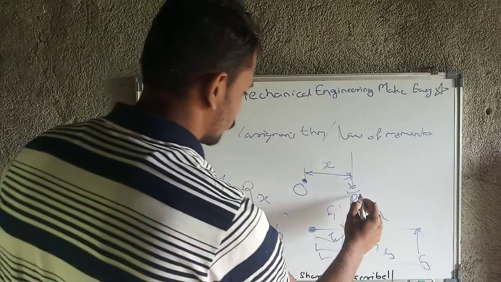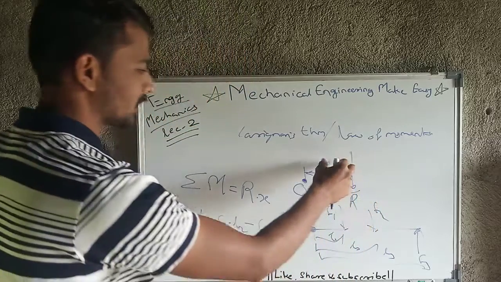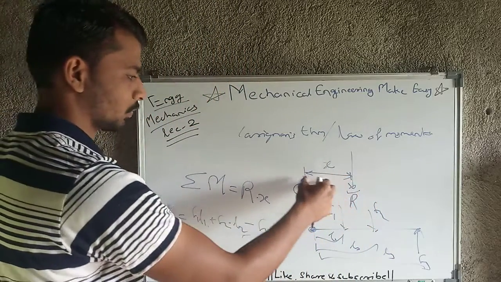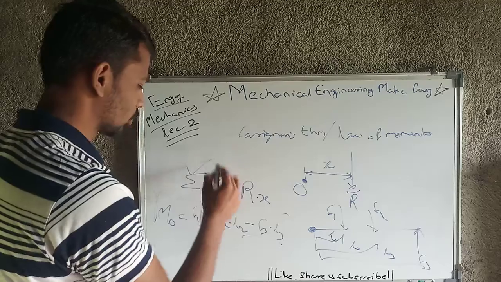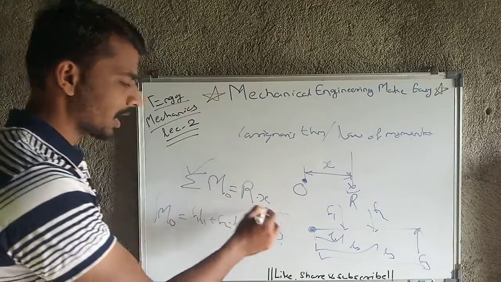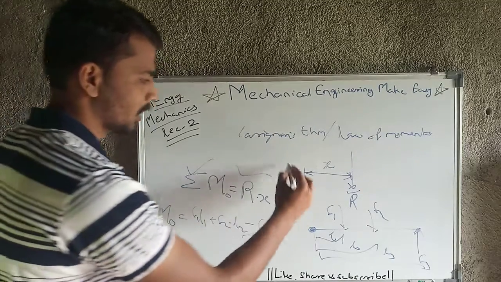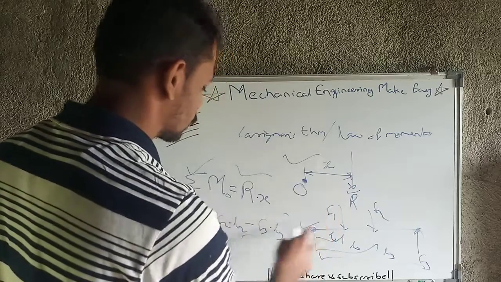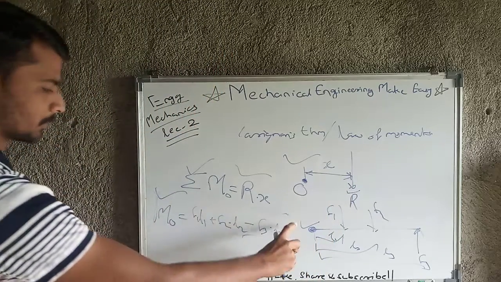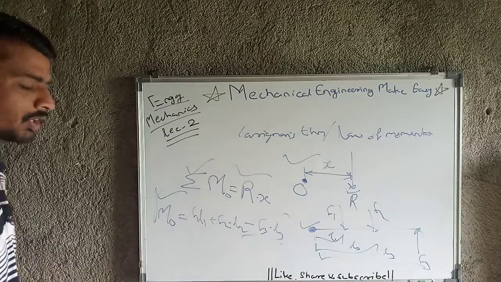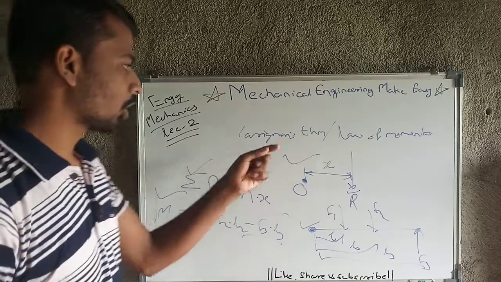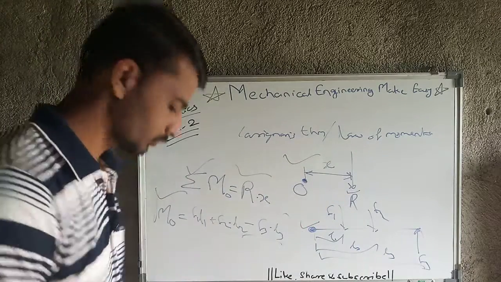But the moment at O will be like this, and we need to eliminate all these calculations. So if we have the resultant force and the perpendicular distance between the resultant force and point O, ultimately the summation of moments at O will equal R into X. So note down this formula. If possible, draw these two figures, and for your concept clarification, note down this formula also. So this is all about Varignon's theorem or law of moments.